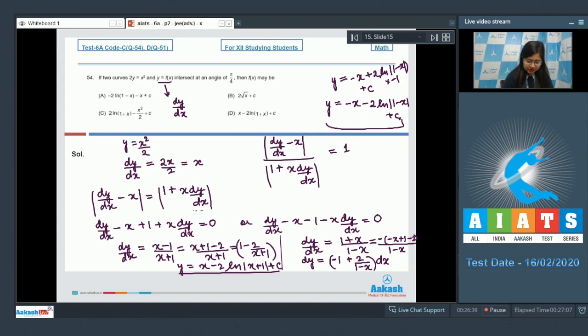So from the given options, let's see, y = −x − 2 ln(1 − x) + constant, this is correct, or x − 2 ln(1 + x) + constant, this is correct. So A and D is the required answer.